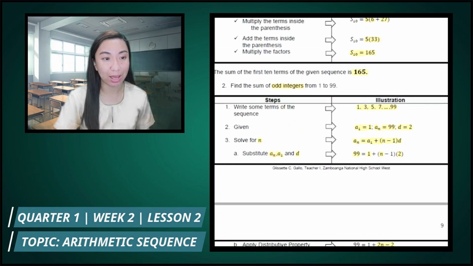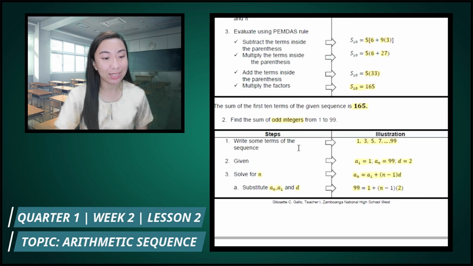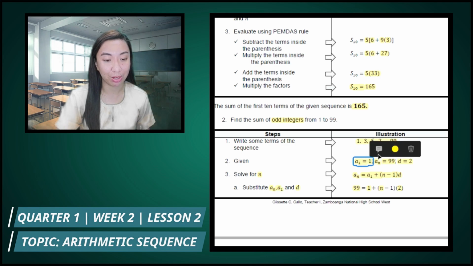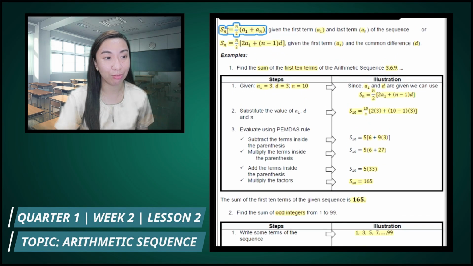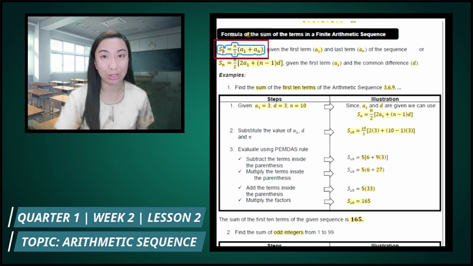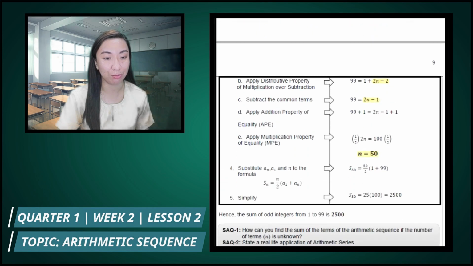Of course, going back, since in the given we have the first term, the last term, and the value of n, then we can use the formula of S sub n is equal to n over 2 times the quantity of a sub 1 plus a sub n. That is the formula we will use.